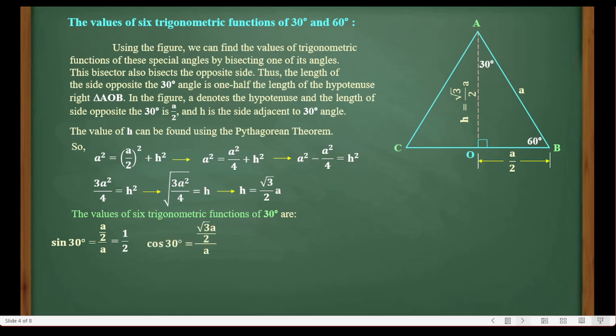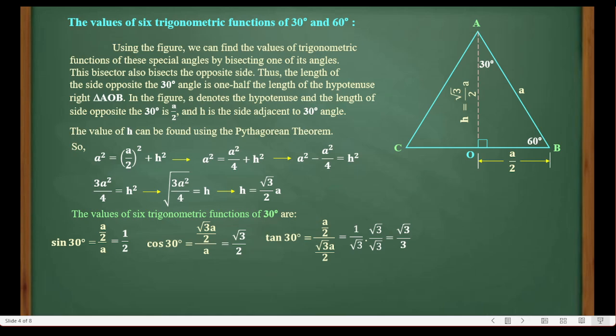And for cosine 30 degrees, that is the adjacent leg, this one, divided by the hypotenuse A. Square root of 3 over 2 times A, all over A. And that will give you square root of 3 over 2. And for tangent 30 degrees, that is opposite leg over adjacent leg. So that is A over 2 over square root of 3A over 2. And this will give you 1 over square root of 3. So of course, you rationalize the denominator. That will give you square root of 3 over 3.